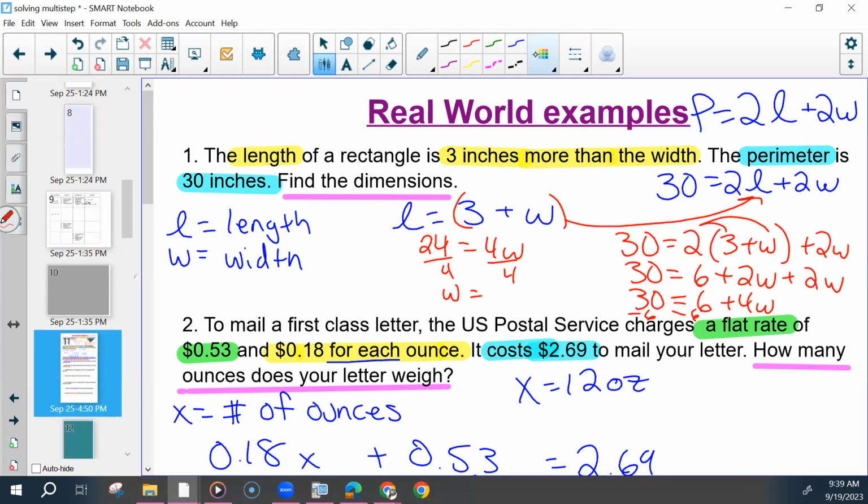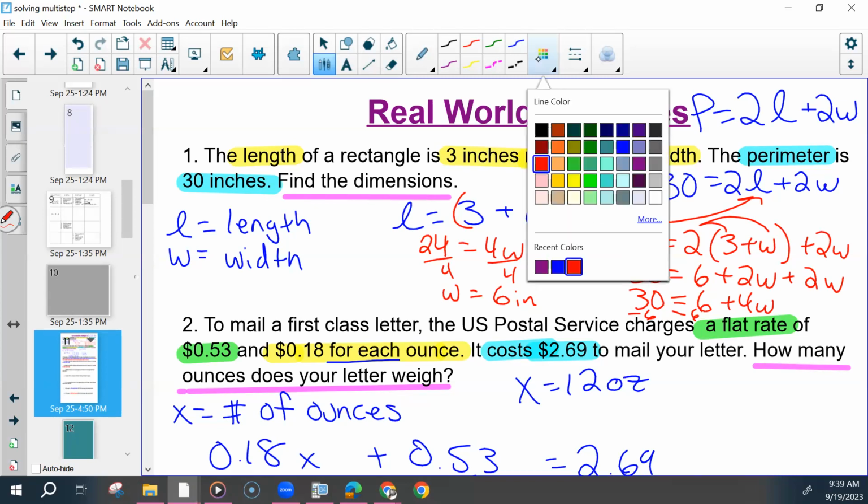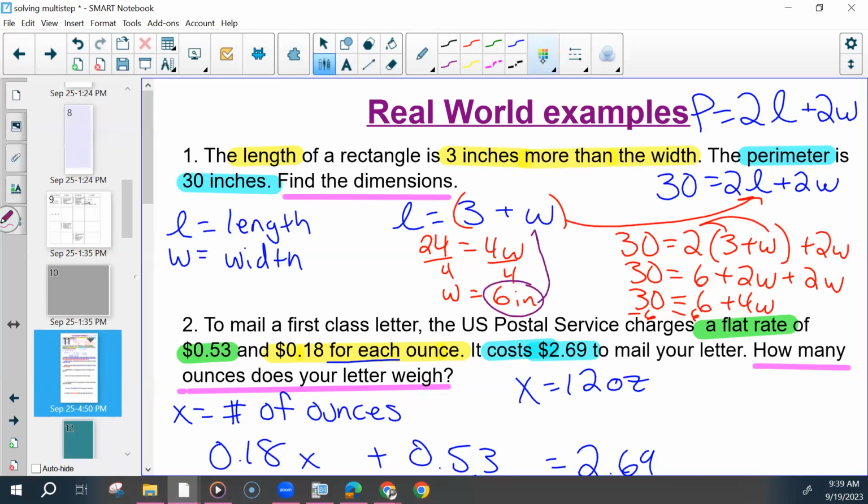6 what? Remember to put your labels. Because it said find the dimensions, so we have to find both the length and the width. If we have our width, how can we find the length? Because we have an equation for length. You would still need to show this part, but then length would be 9.